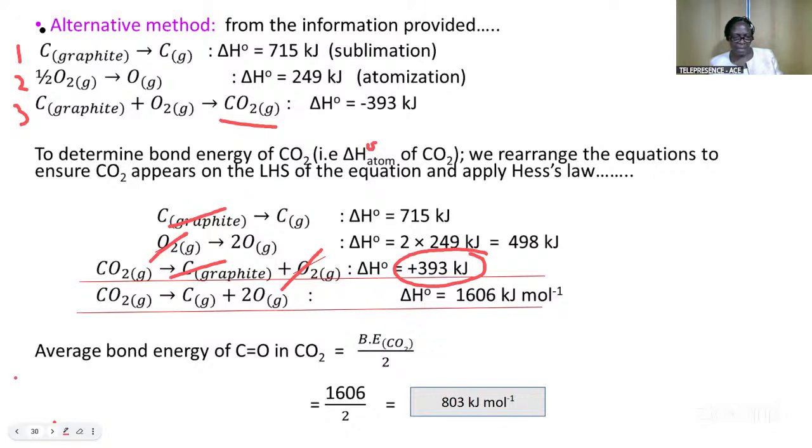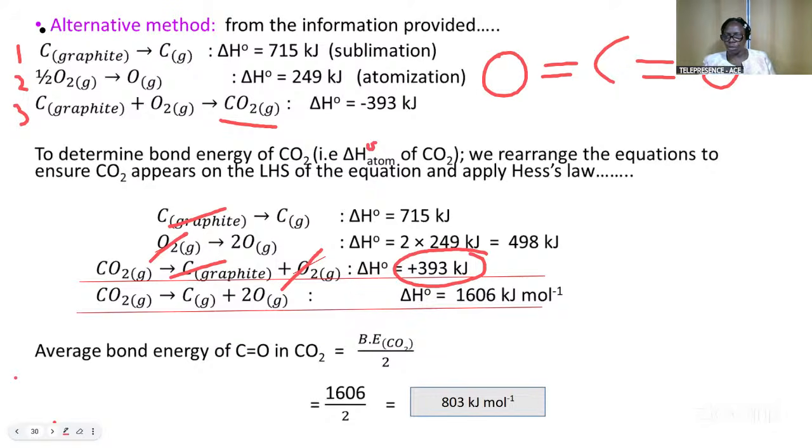So going over it again, step 1 compared to step 2, they don't have similar reactants or products. But if you go to step 2 and 3, you cancel out oxygen in both steps. Then if you look at 1 and 3, you cancel out carbon as graphite. And so the overall equation becomes what we have been looking for, which is the delta H of atomization of CO2.